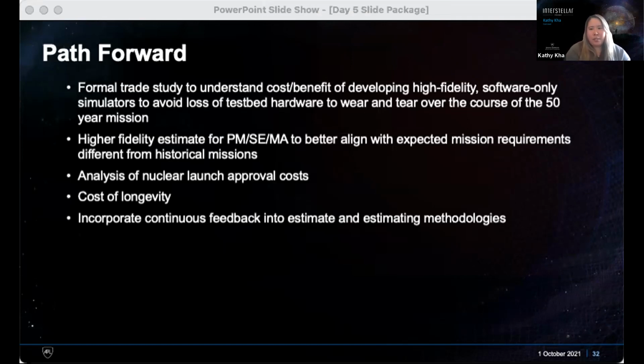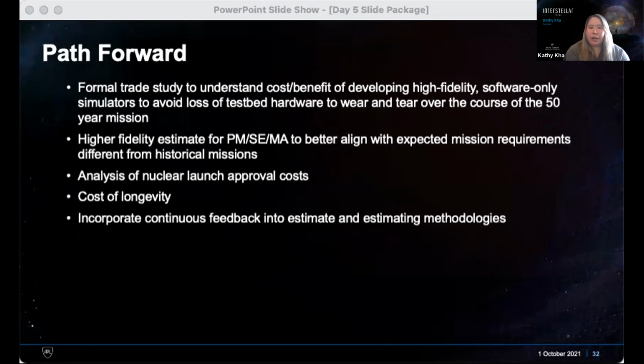And that's typically something you see happen in a phase A study, where you have enough information to start laying out a labor profile for a PMS-CMA versus estimating it via a cost estimating relationship.